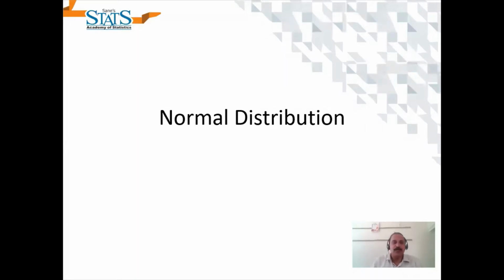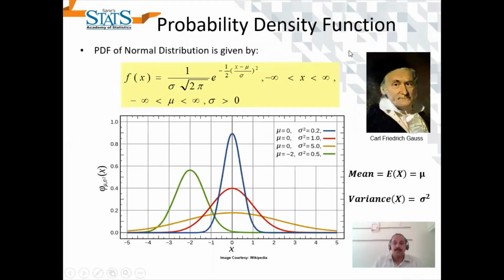In this video, you are going to see Python options related to normal distribution. First of all, let us see the density function of normal distribution. This is the density function. And in this density function, you will see that there are two parameters for this distribution, mu and sigma square. Sigma is basically standard deviation for this distribution. Mu is mean for this distribution.